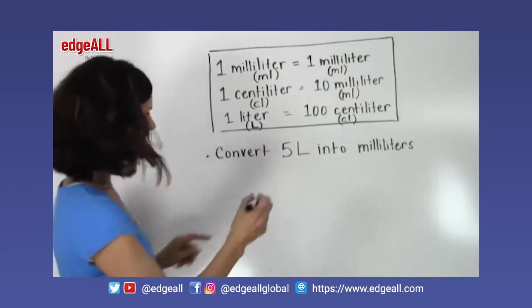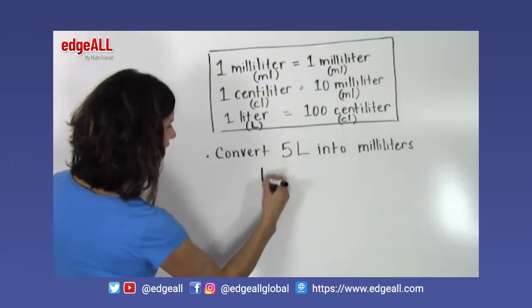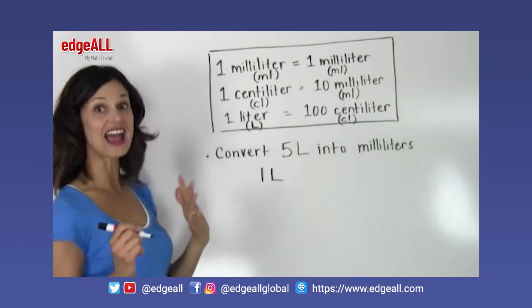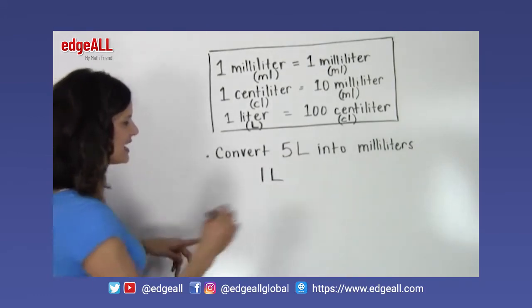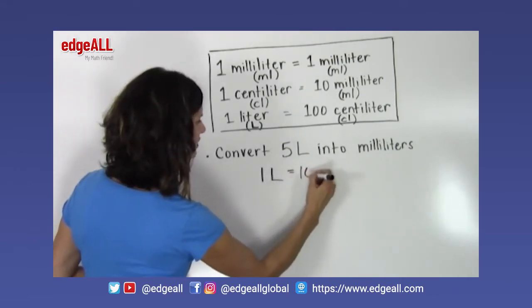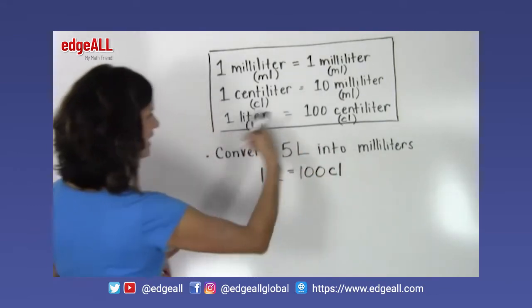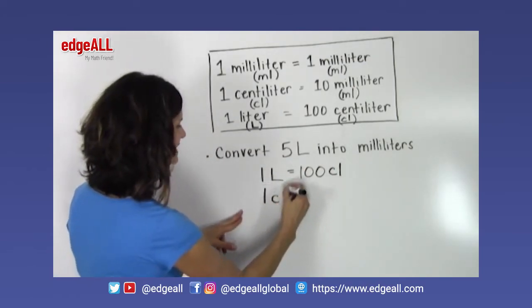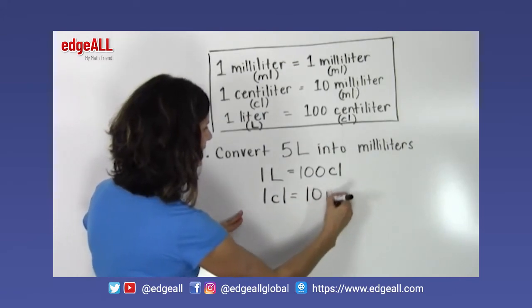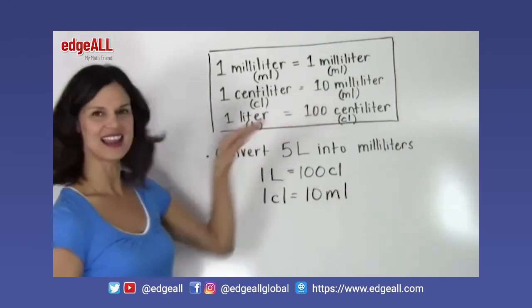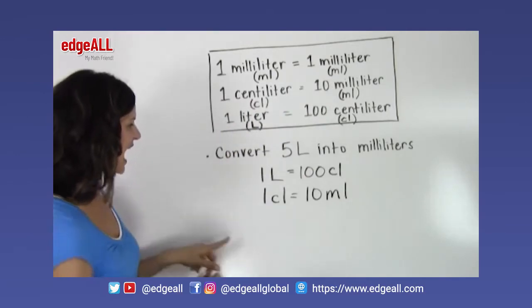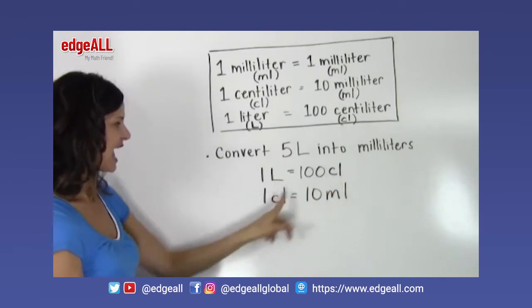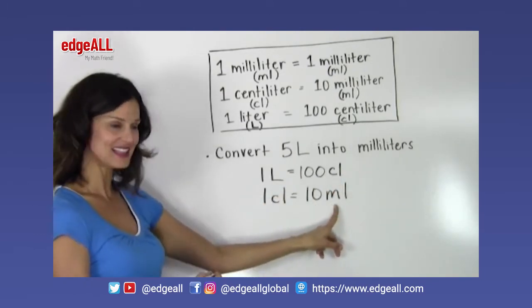Let's try it. So let's start with just 1 liter, and later we'll multiply by 5 to find out our 5 liters. But let's begin with 1. So we know that 1 liter equals 100 centiliters. We have that right here on our chart. And we also know that 1 centiliter equals 10 milliliters. We have that right here on the next line. And so, following this chain, 1 liter equals 100 centiliters, and 1 centiliter equals 10 milliliters.